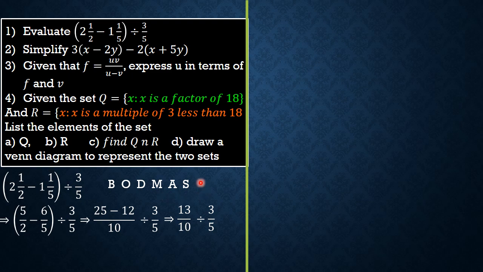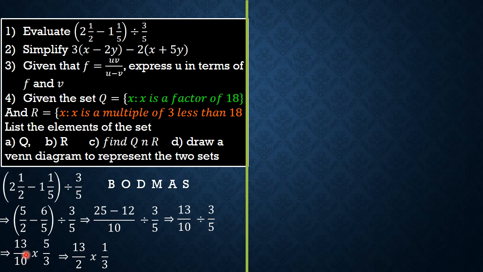We divide it by 3/5. So friends, each time we are dividing two fractions, we need to convert from division to multiplication. By so doing, we are going to invert 3/5 and make it 5/3. Then the sign changes. So we are going to have 13/10 times 5/3. We see that 5 can cancel 10 two times, right? So we are going to have 13/2 times 1/3.